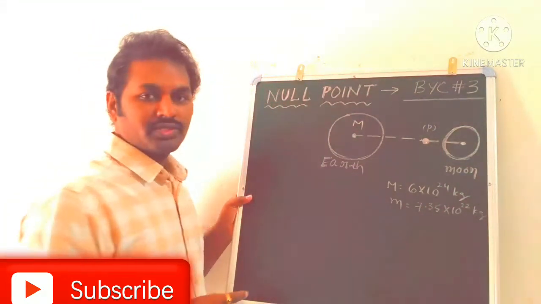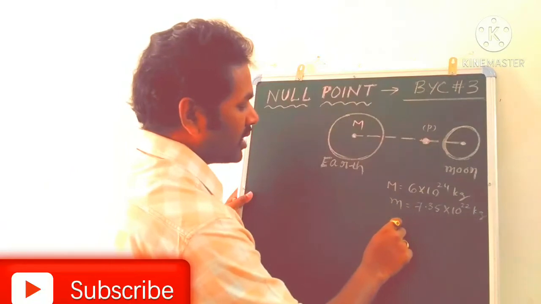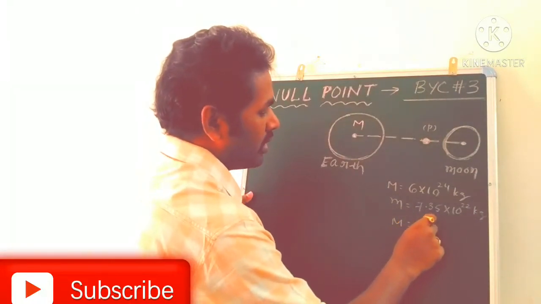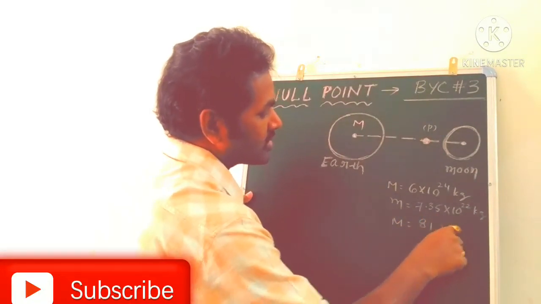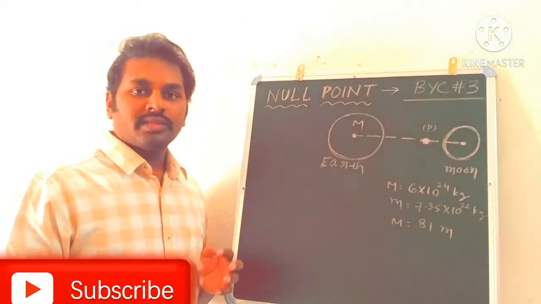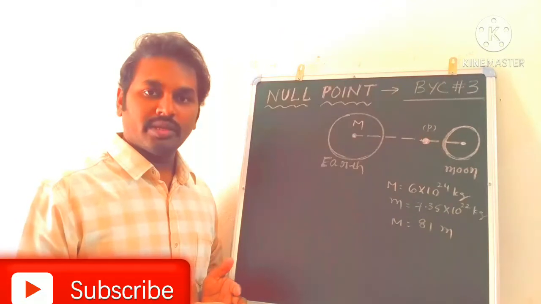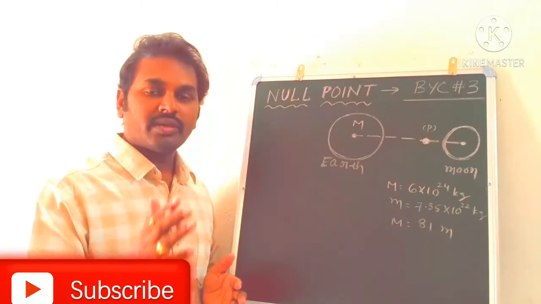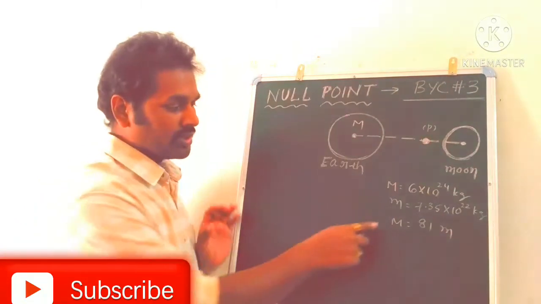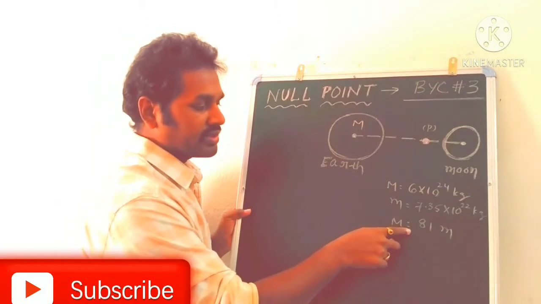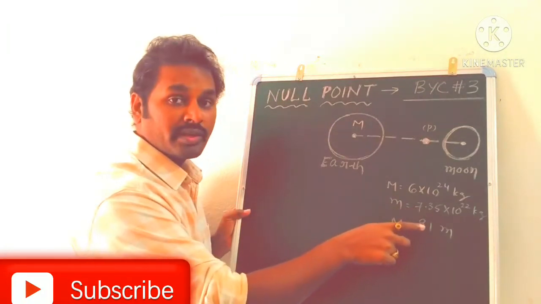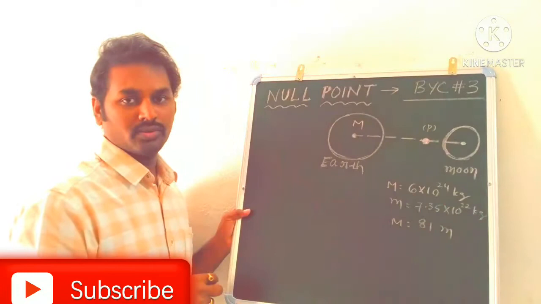If you compare these two, you will get the mass of the earth is equal to 81 times the mass of the moon. In the examination, these masses might be given, but we need to remember the relation between the mass of the earth and the moon. How much is it? The mass of the earth is 81 times the mass of the moon.